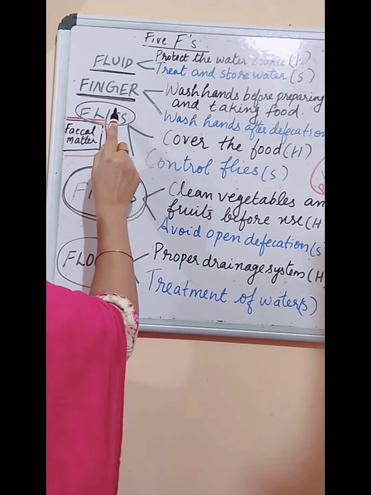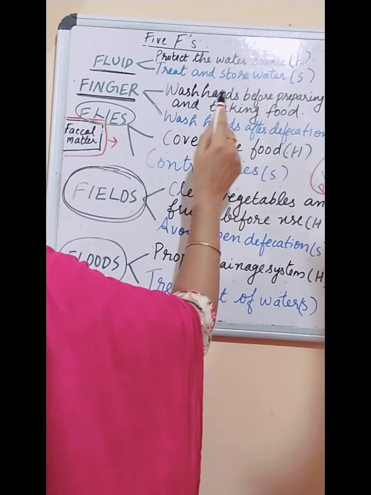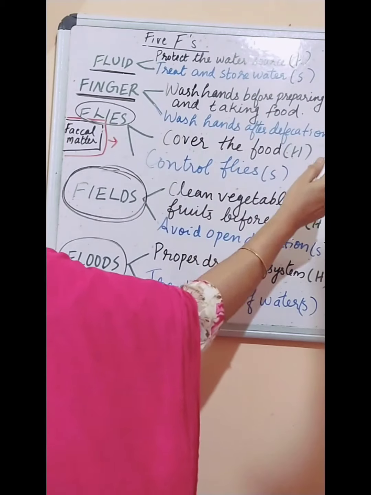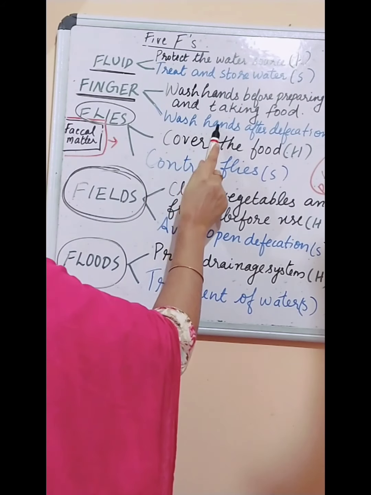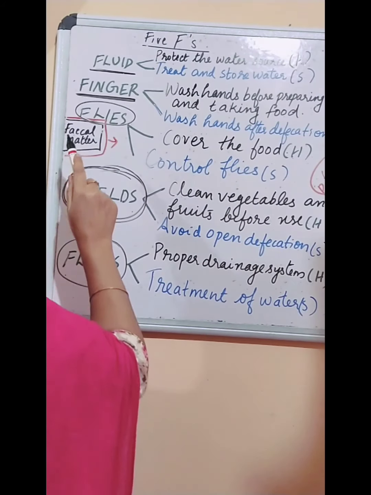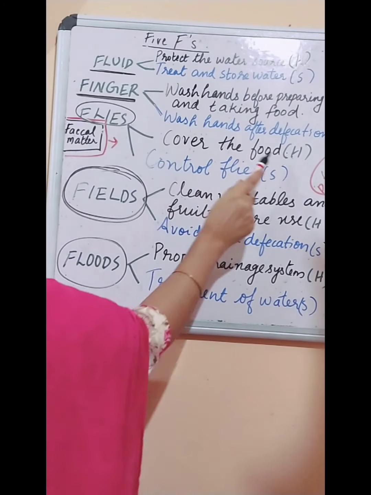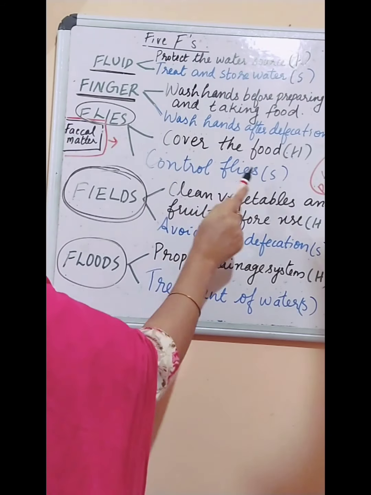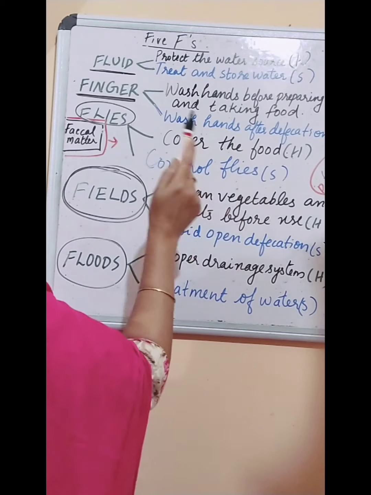Second F, finger. Wash hands before preparing and taking food. And what is the sanitation? Wash hands after defecation. Third F is flies. Hygiene is cover the food and sanitation is control flies.